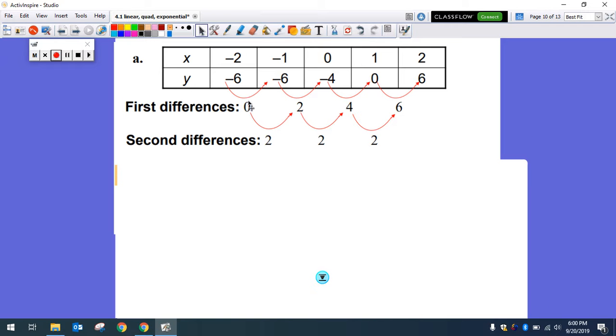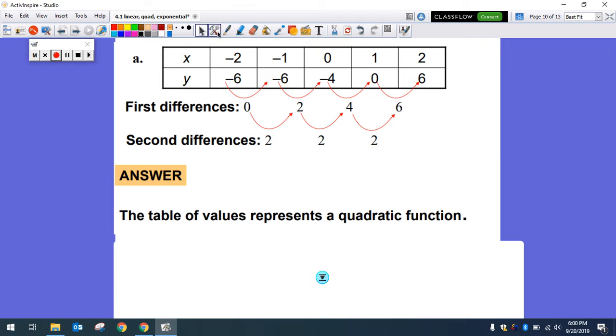Let's do it again. To get from 0 to 2, we added 2. To get from 2 to 4, we added 2. To get from 4 to 6, we added 2. So because the second time we found the differences, it was the same, that means it is a quadratic. Okay? So if you do it the first time and they're all different, that means it's not linear. You got to do it again. And if the second time you do it, you get the same number, that's how you know it's quadratic.